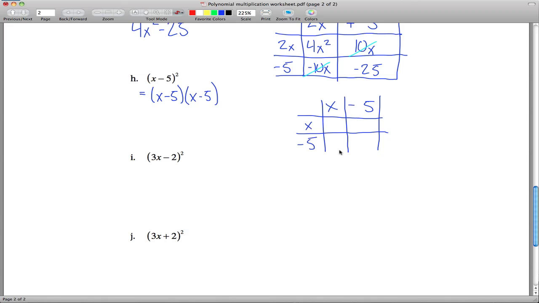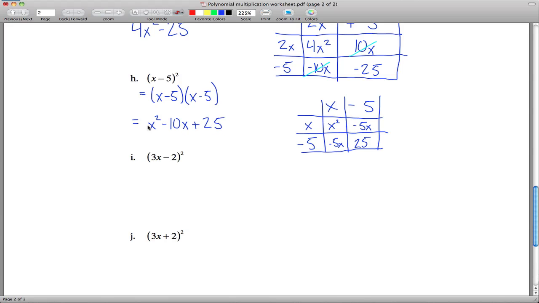You'll see that there is a little bit of a pattern for doing these, but I don't know that it saves that much time rather than just setting up our box method. x times x is x squared, x times negative 5 is negative 5x, x times negative 5 is negative 5x, negative 5 times negative 5 is positive 25. So what we get is the x squared, and then we have these two, so negative 5x minus 5 more x is negative 10x, then plus 25.